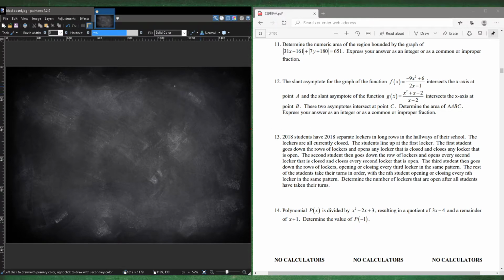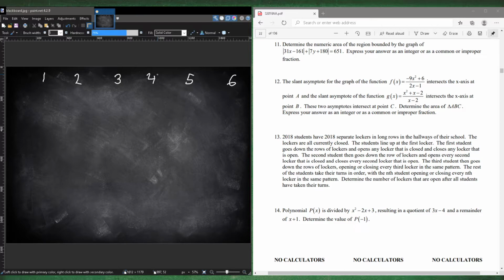Okay, so we have 2018 lockers and they're all closed. So if all the students follow that pattern, how many lockers are going to be open? Basically what they're asking. So let's think about this as a small sample. Let's represent doors as numbers, and we're going to say 1, 2, 3, 4, 5, and 6. Okay, so let's just use a small sample. You could go up to 10. I'm just going to stop at 6 because I'm lazy.